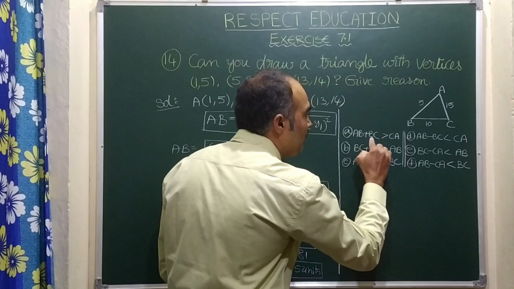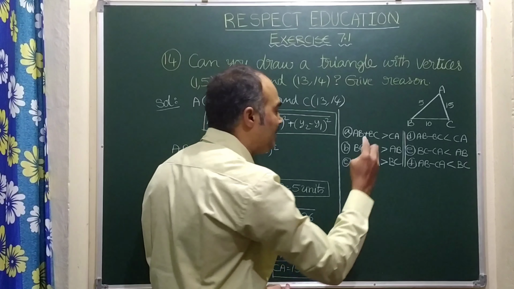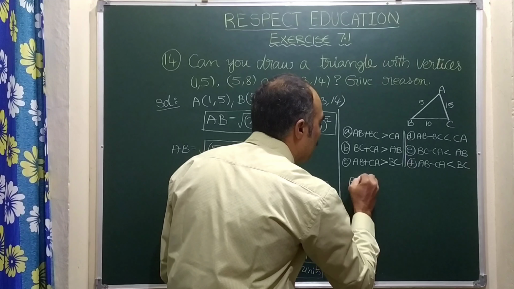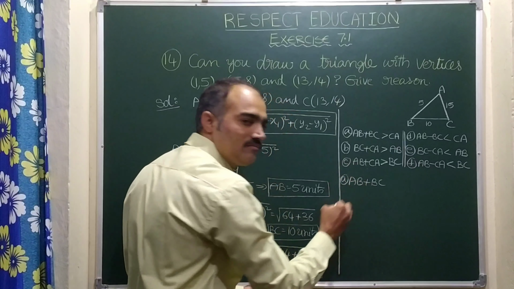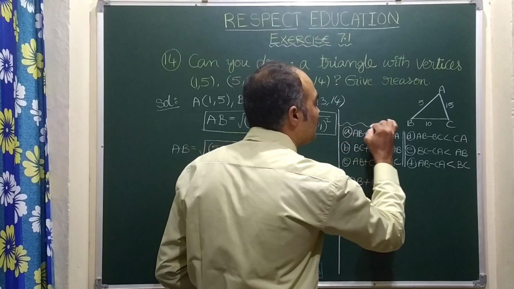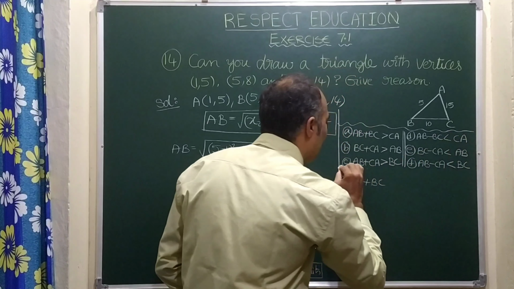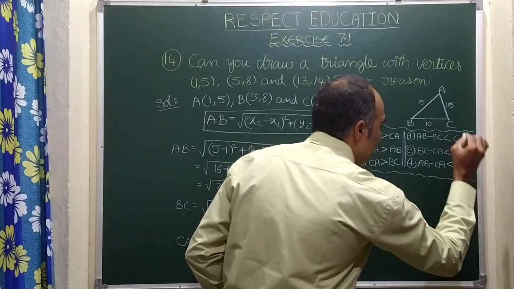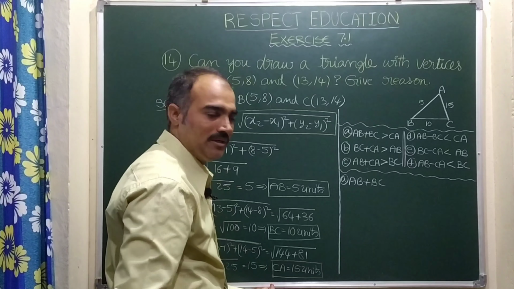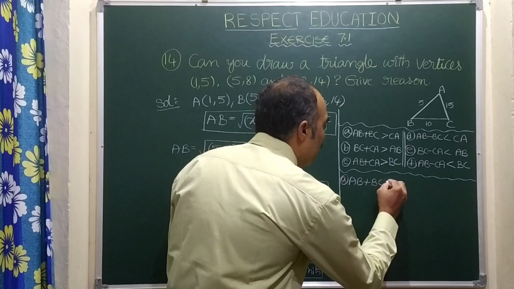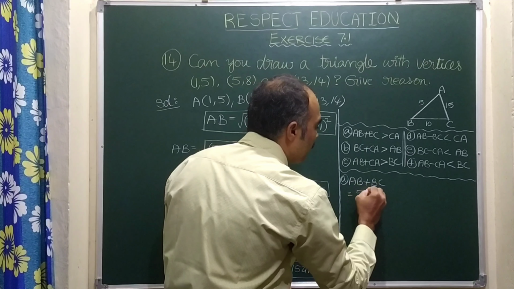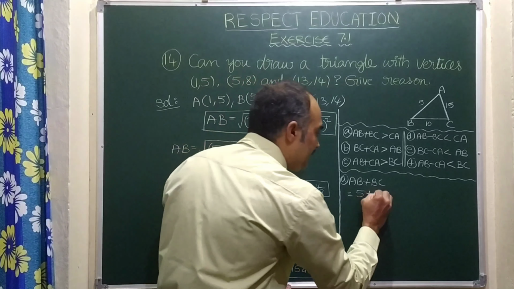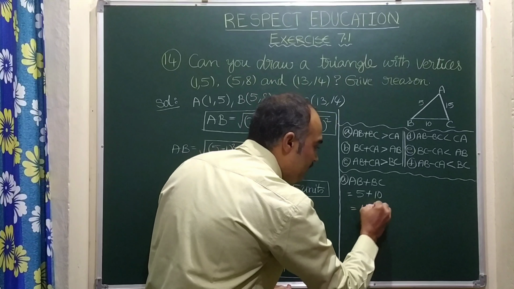So let us take the first one. The first one is AB plus BC should be greater than CA, right? This is the checklist, you can remember. These 6 are like a checklist. Now let us first take AB plus BC. Here the AB value is 5 plus the BC value is 10. 5 plus 10 is 15.